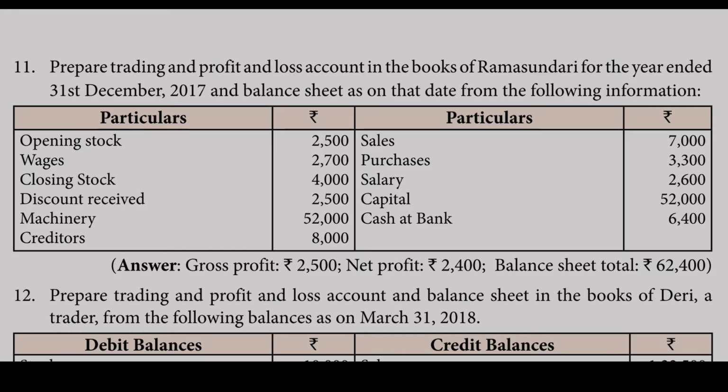Prepare trading and profit and loss account in the books of Ramasundari for the year ended 31st December 2017 and balance sheet as on that date from the following information. So all the three accounts we have to do.